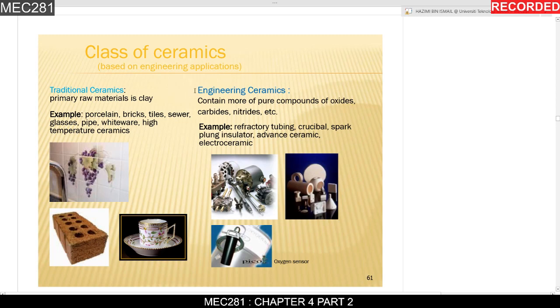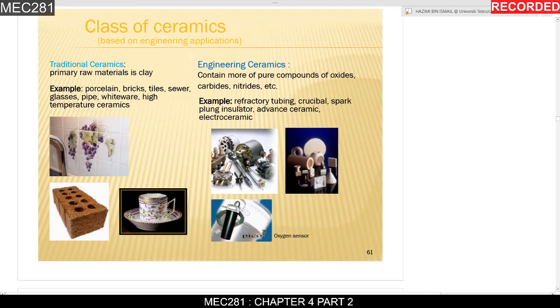Engineering ceramics, as the term itself says, are ceramics manufactured using engineering methods. Examples of engineering ceramic products are refractory tubing, crucibles, spark plug insulators, and advanced ceramics and electro ceramics. Basically, engineering ceramics are used when you want a product that has specified properties for that application. For traditional ceramics, we just want them for common purposes in our daily life.